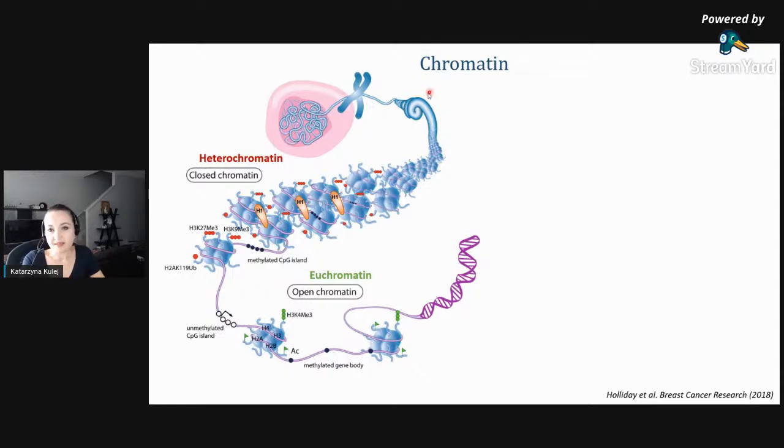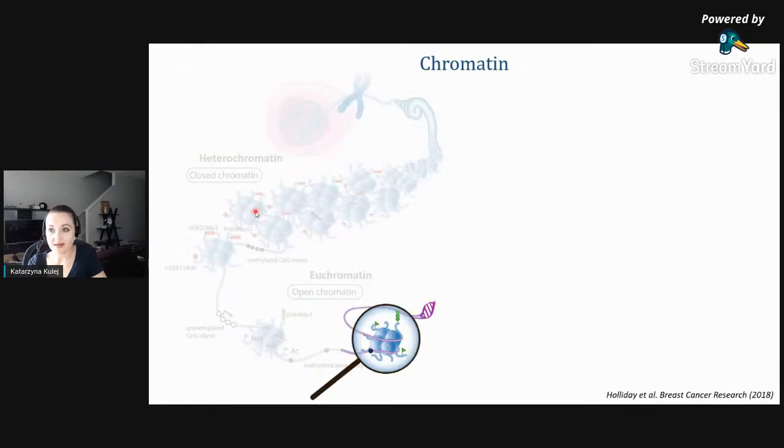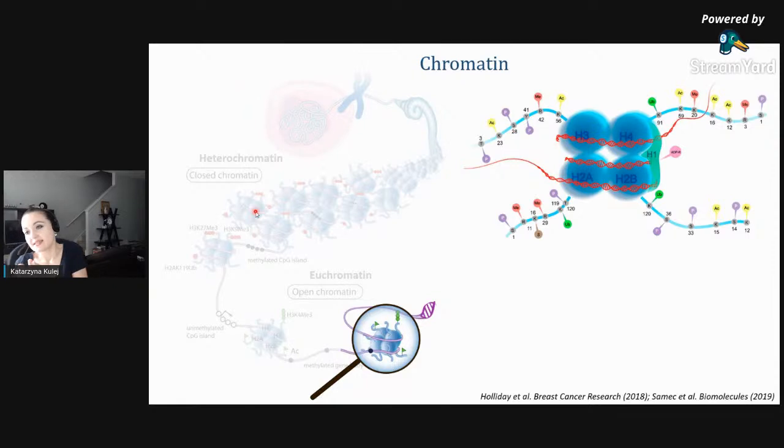Chromatin can be divided into two regions. One is called closed chromatin, more compressed, the silent heterochromatin, and another region which is less condensed, open, the so-called active euchromatin. And actually, this higher order folding of the heterochromatin is regulated by the post-translational modifications of histone tails, which stick out of the nucleosomes. So let's look closer. What is a histone? How does the histone look?